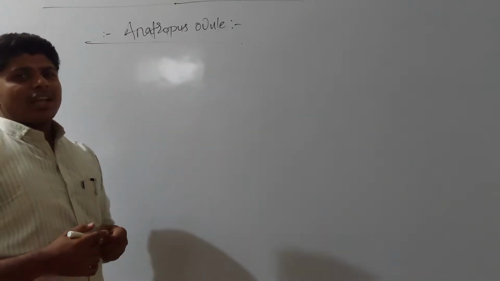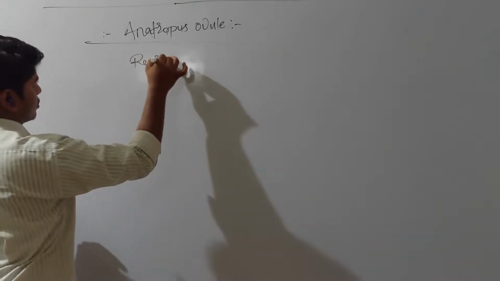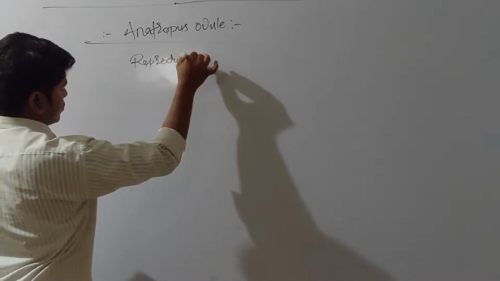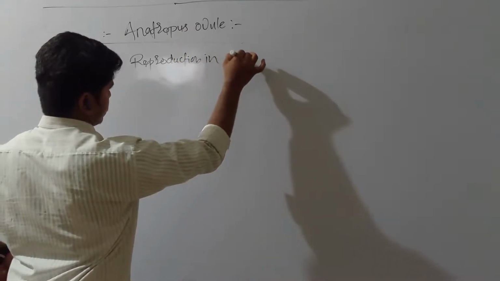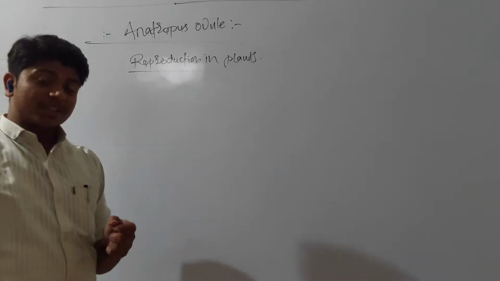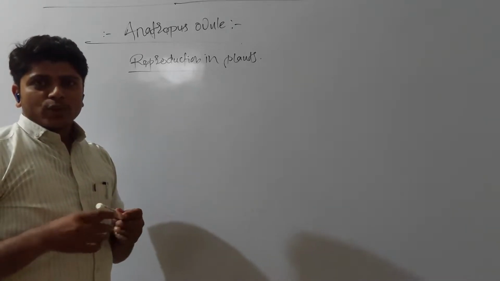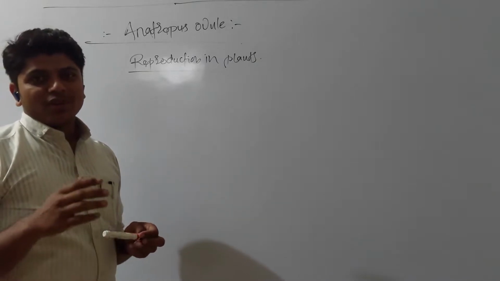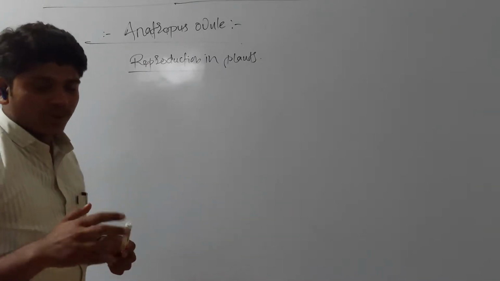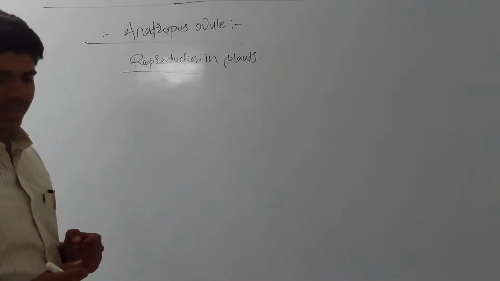So we all are familiar with reproduction in plants, right? Basically, what is reproduction? Reproduction is the process in which organisms try to make their own copies, or give birth to the next generation. That is basically what we call reproduction, right?